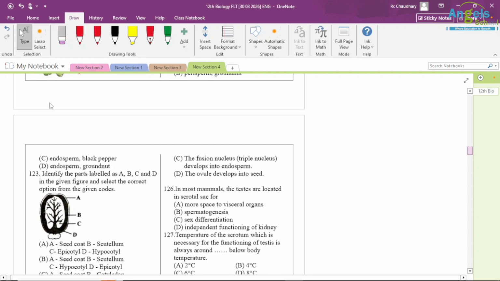In most mammals, the testes are located in a scrotal sac. So it is located there for a temperature reason and for spermatogenesis.